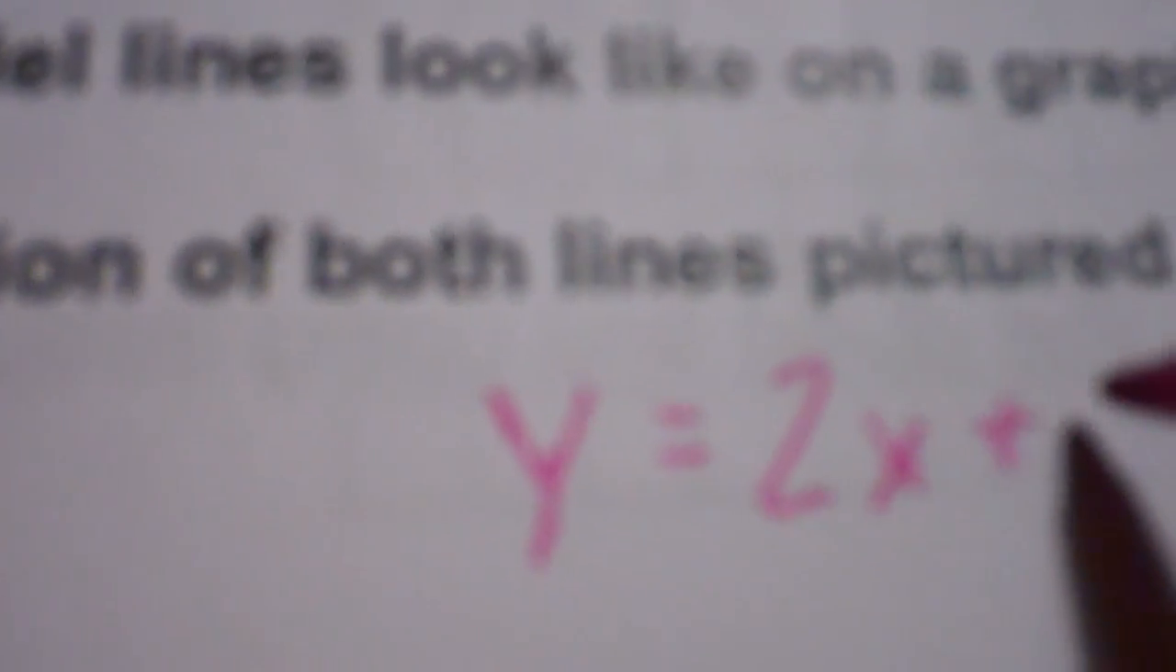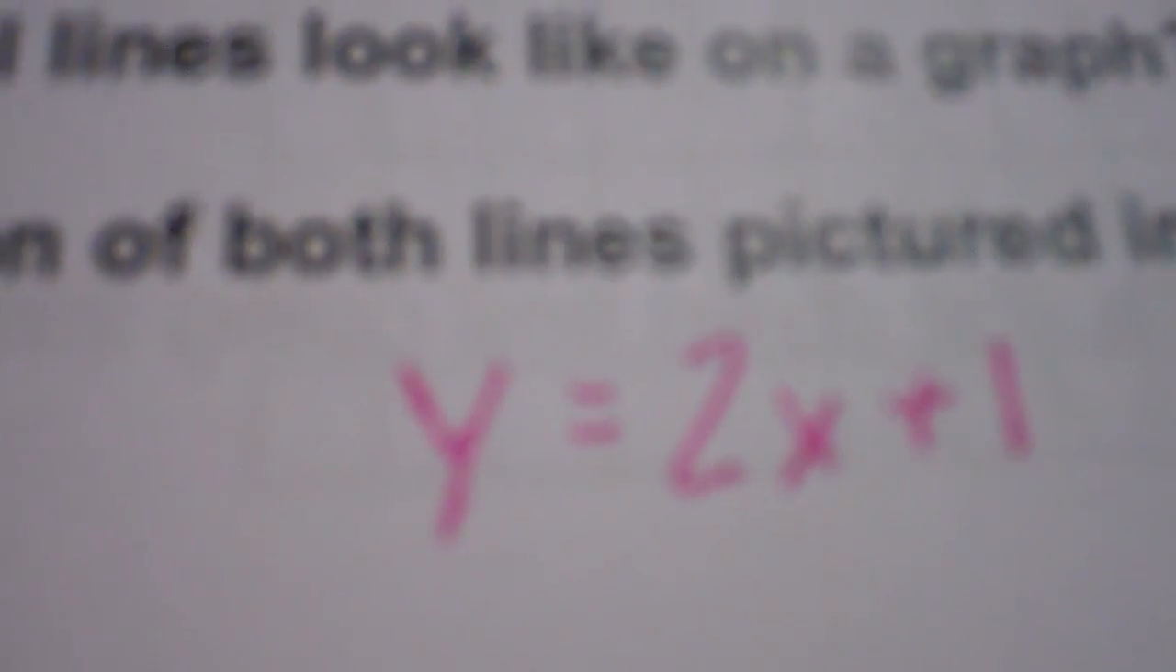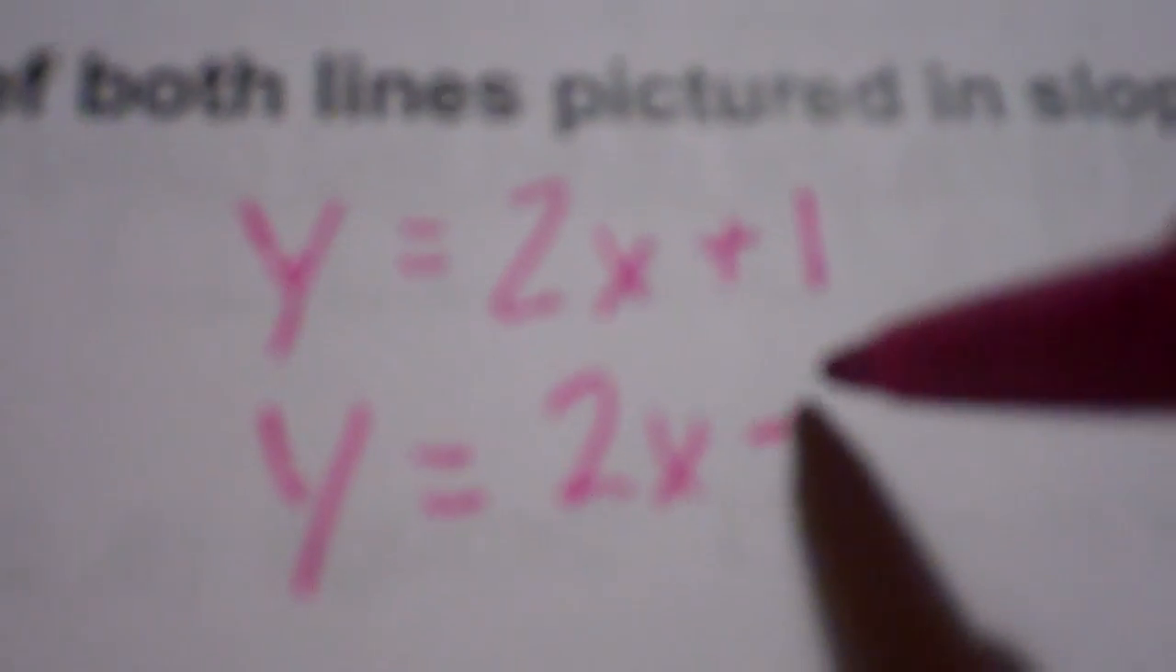So I'll write that line. Y equals 2x plus 1. Now look at the line below it. Well, it looks like it's going up 2 over 1, up 2 over 1. So 2 over 1 again is my slope. And this time my y-intercept, I'm going to count 1, 2, 3 down, is negative 3. So y equals 2x minus 3.